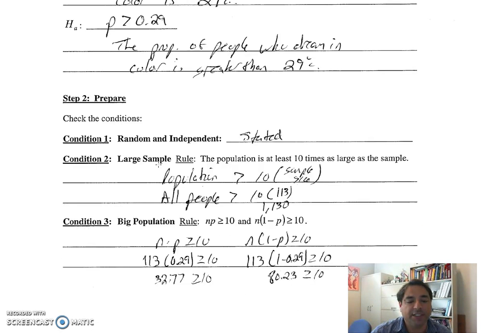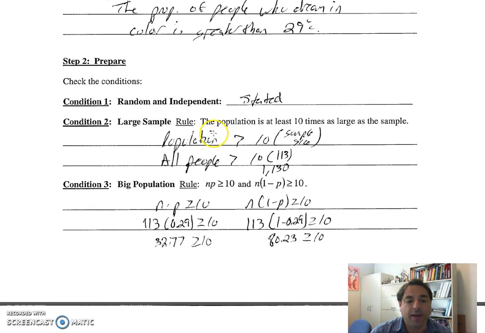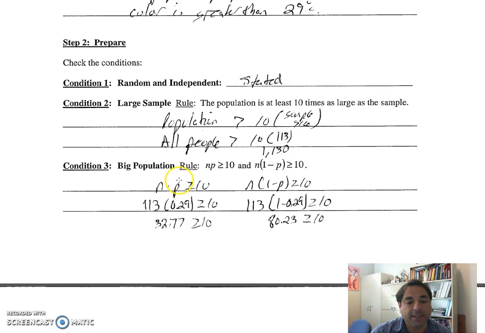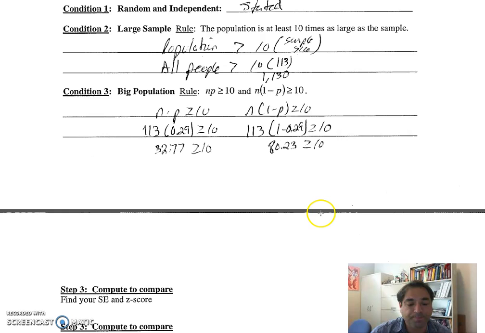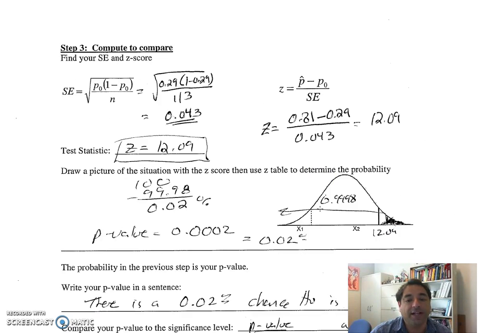We're going to check our conditions. Was it random? Stated. The population, all people, is greater than 10 times 113, which is 1,130. And n times p, 113 times 0.29 is 32.77, which is greater than 10. n times 1 minus p, 113 times 1 minus 0.29 is 80.23. That's greater than or equal to 10. So we find our SE. Be very careful. It's the square root of p, 0.29, times 1 minus p, 1 minus 0.29, over n, which is 113. So our SE is 0.043.